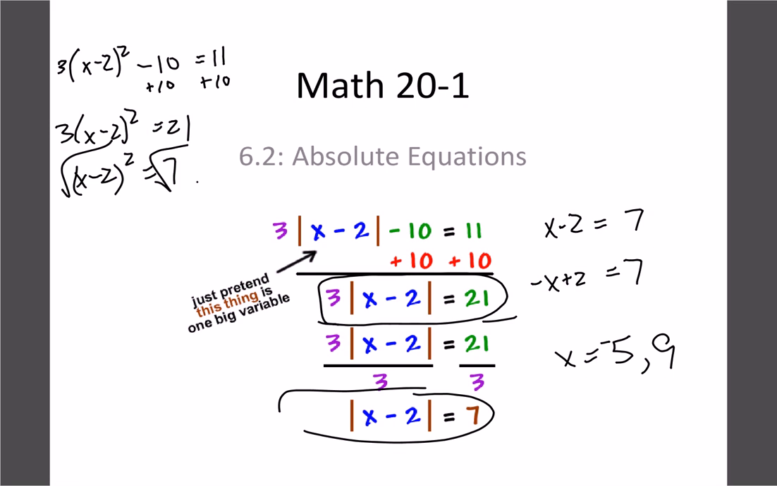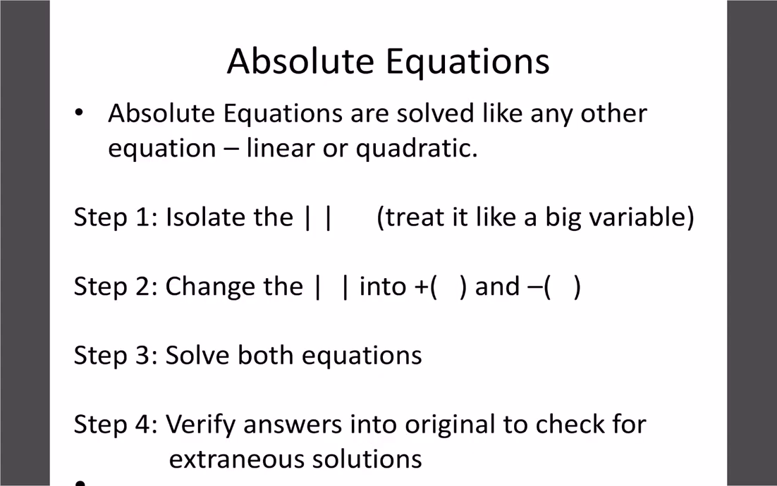So what we're going to see with absolute values is that we usually get two different answers, the positive and the negative version. And that's really it. All you have to be careful of is to follow all the exact same rules you do for quadratics, except we want to isolate that absolute value, treat it like just one big variable, just like we did with quadratics. Then we want to get rid of the absolute value and use regular brackets and solve the positive and the negative.